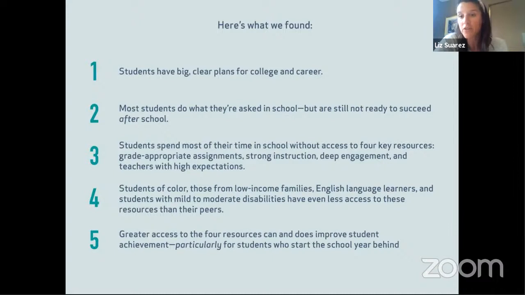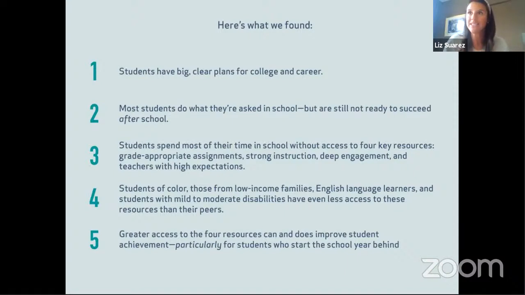We had 5 big partners for it. It was a combination of traditional districts, CMOs, and there was a rural district as well. And what we found overall was that first, students had really big, clear plans for college and career. When we asked them what they wanted to do, most of them knew, and they were doing what they thought they needed to do to be successful for the most part. With that though, even though they were doing what they were asked to do in school, most of them still were not ready to succeed after school.